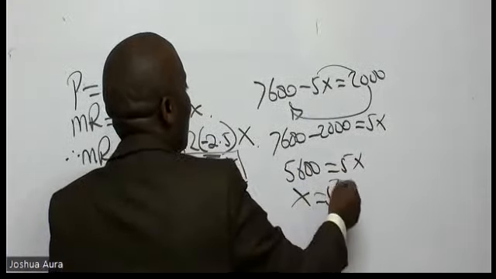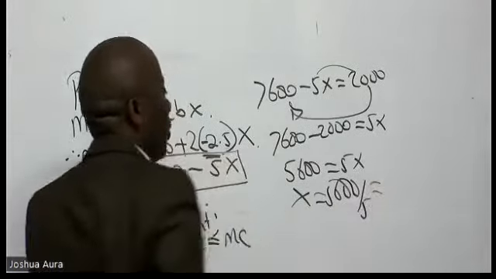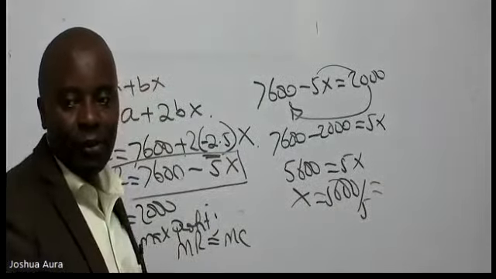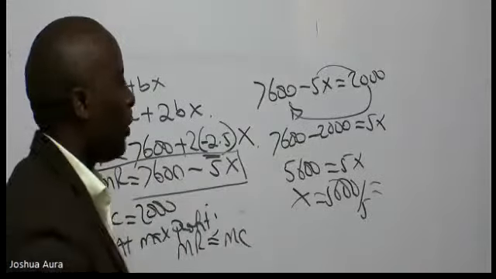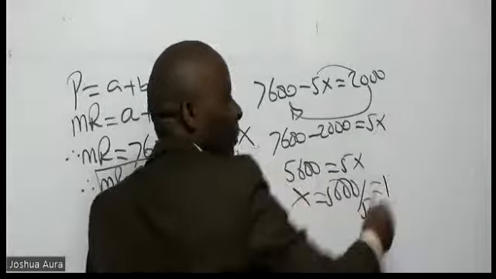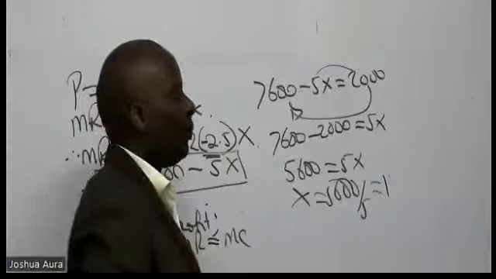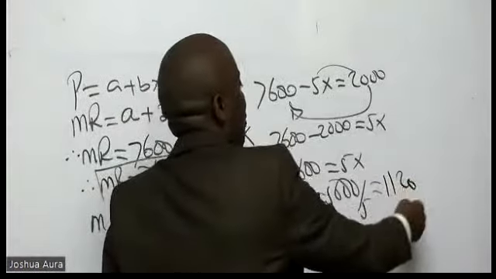X will be 5,600 over 5, which will end up giving us what figure, somebody here? X is 1120. Thank you so much.